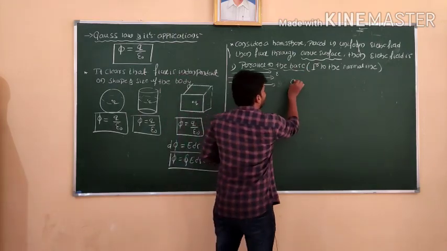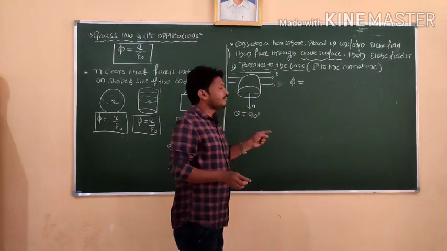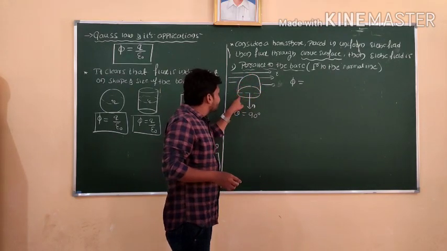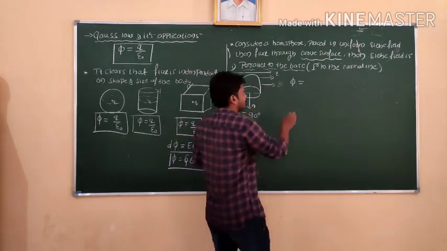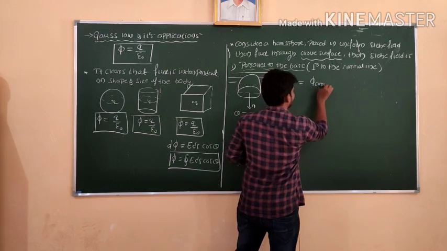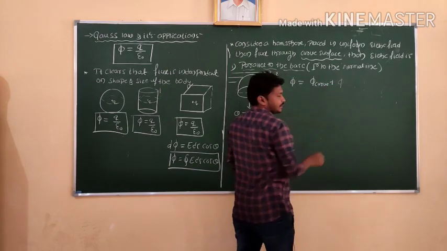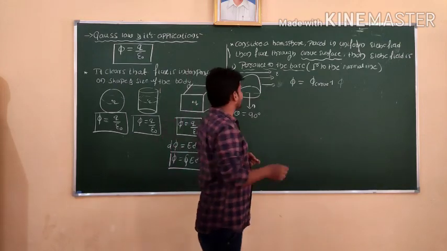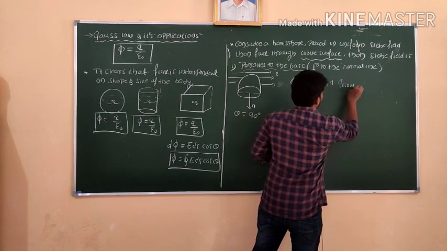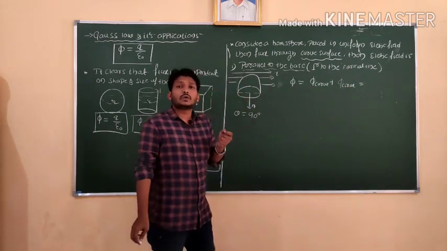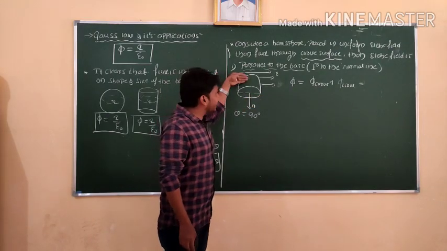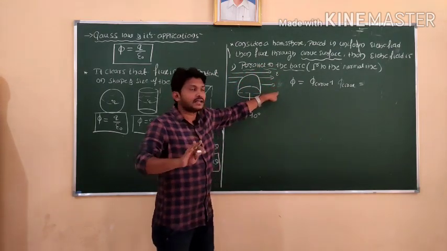then the total flux is equal to the flux through the curved surface plus the flux through the circular surface. The plane surface I can also consider as a circular surface. So what is the total flux value? The total flux value will be 0. Why? Because the number of electric field lines entering is equal to the number of electric field lines leaving here.